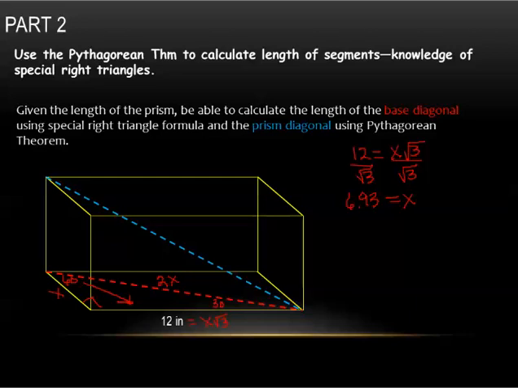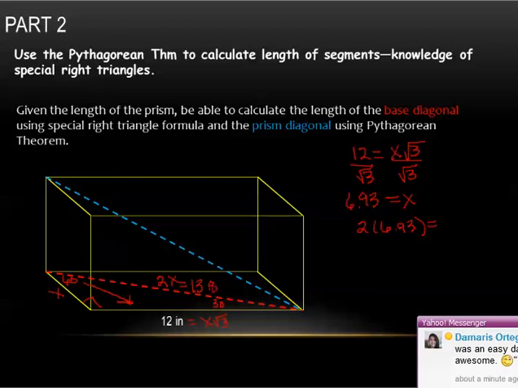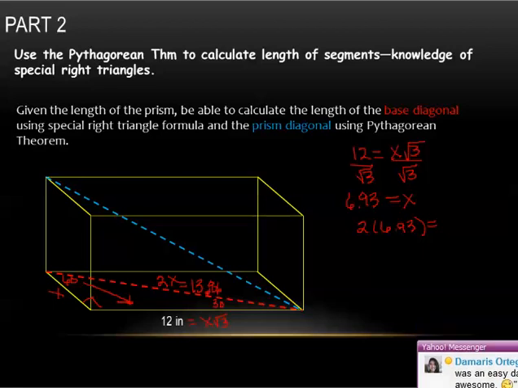Oh, look at that. It just erased my lines. Awesome. So this, I'm going to replace that x with the 6.93. So I'm going to put times 2, 13.86. I'm going to put 13.86 here. So now I know what the measure of the red dashed line is.